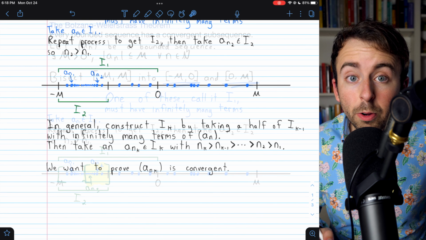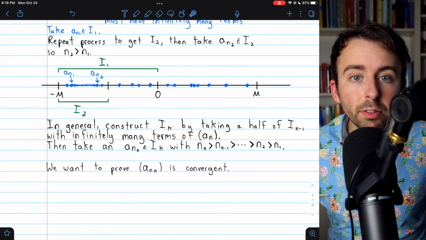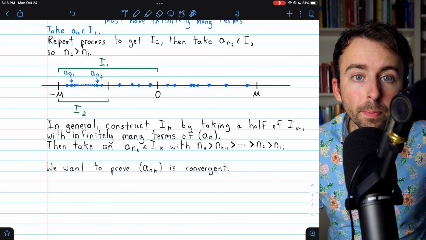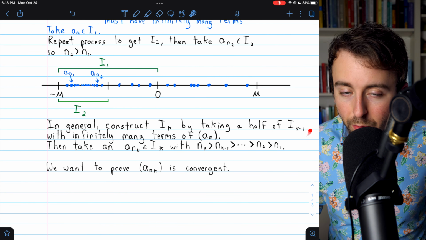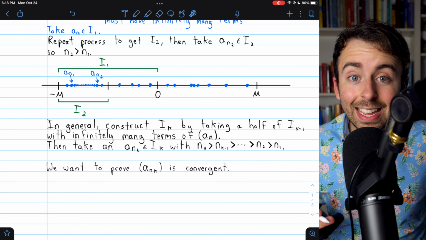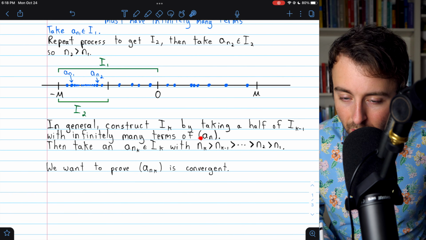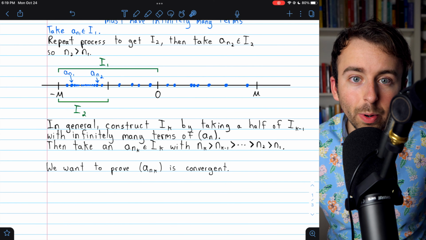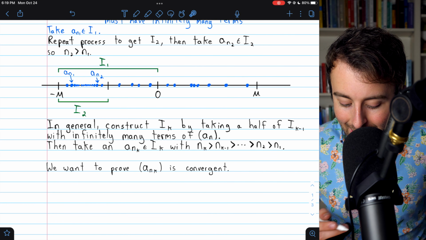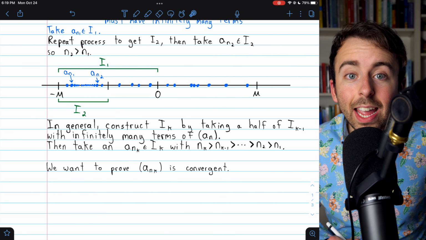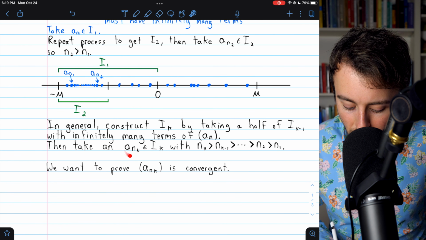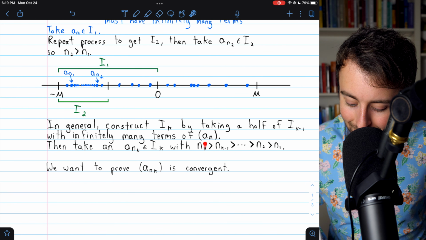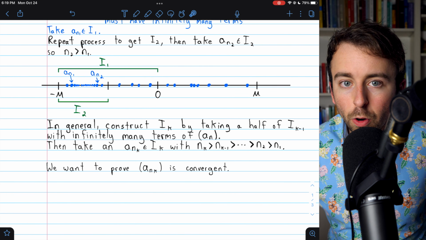So here is the description of what we're doing in general to construct our nested intervals and to construct our subsequence. In general, construct the kth interval, Ik, by taking a half of the previous interval, Ik minus 1, a half of it that has infinitely many terms of our sequence. At each step, at least one half of the interval needs to have infinitely many terms of the sequence, since the sequence has infinitely many terms. Then take an ANK from that kth interval such that the position of ANK, which is the number nk, is after all of the previous terms in our subsequence.